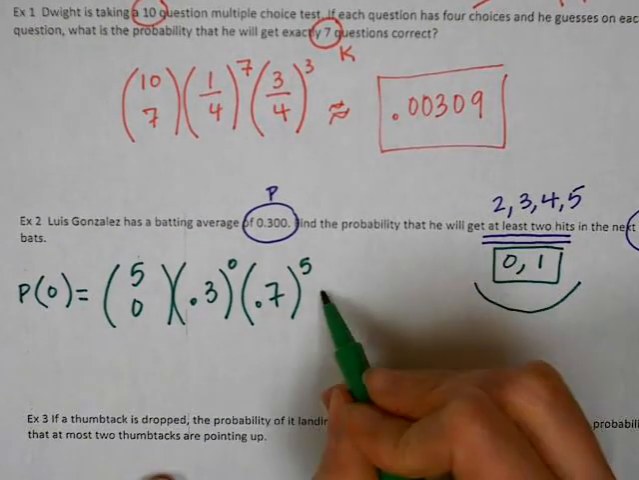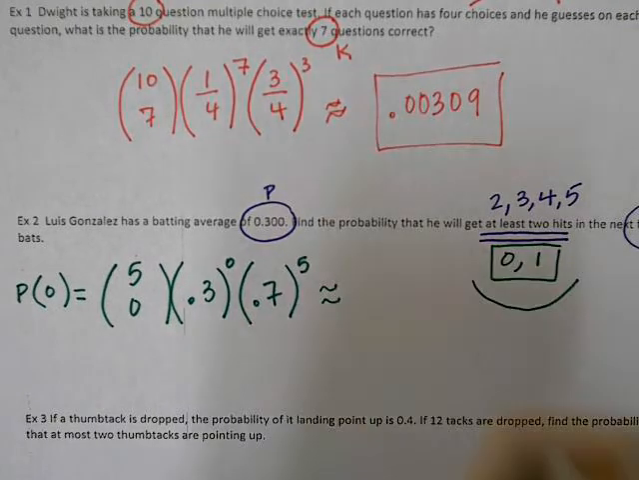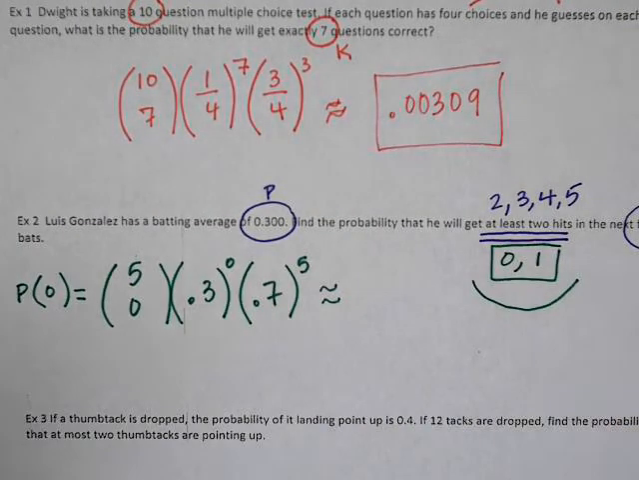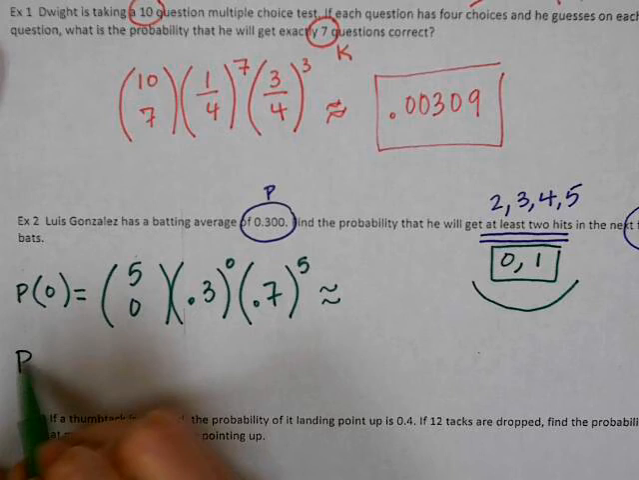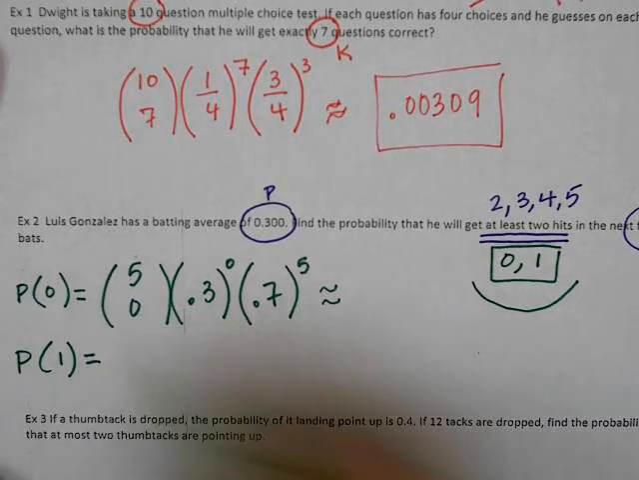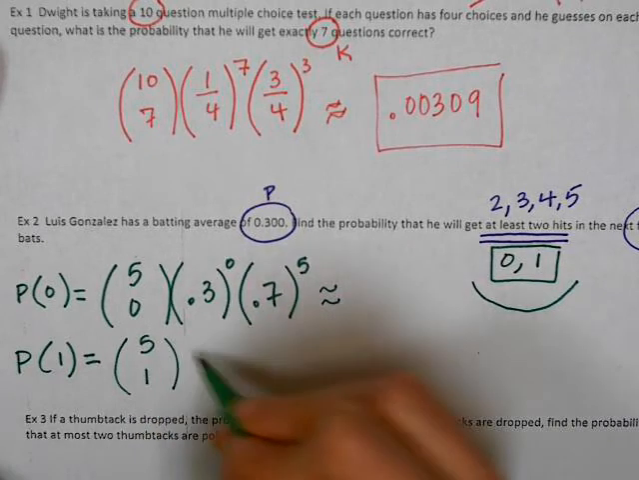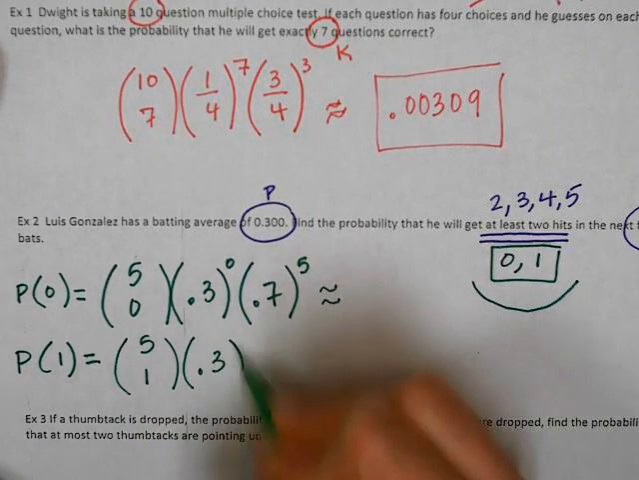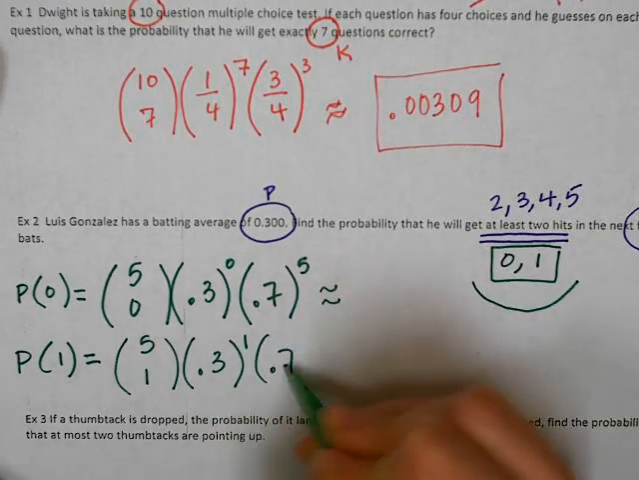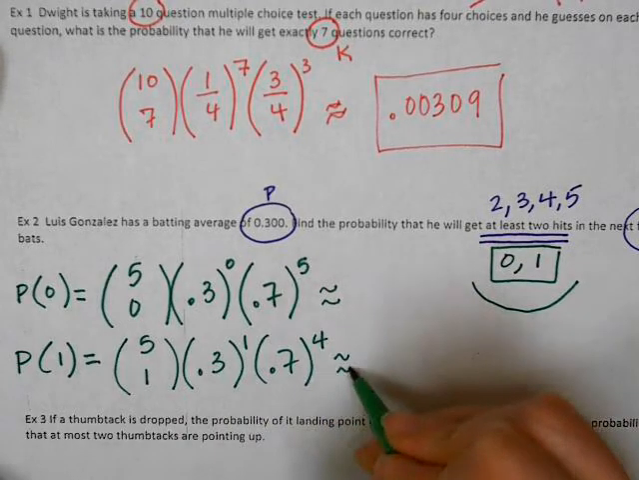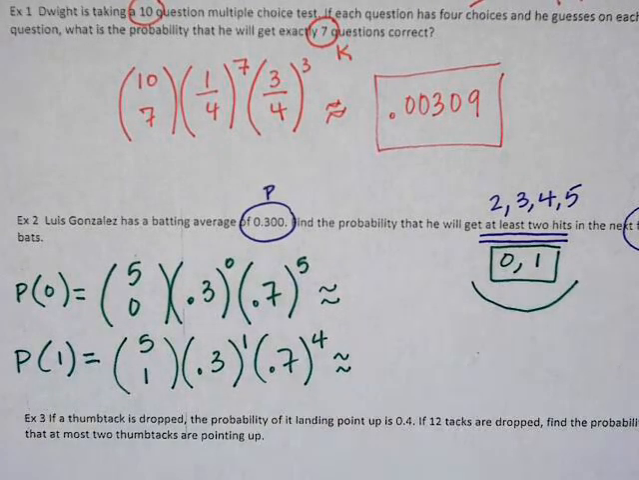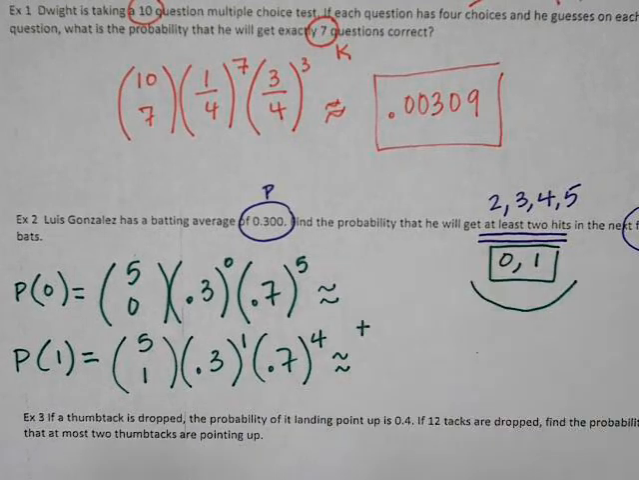All right, so let's see what this one is. Actually, let's just calculate it later. Then let's find the probability of 1 success, 1 hit. Well, that would be 5 choose 1 times 0.3 to the 1 times 0.7 to the 4. We're going to find both of those, and we're going to add them together.